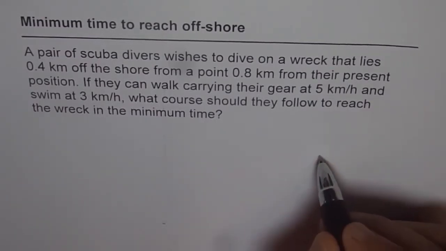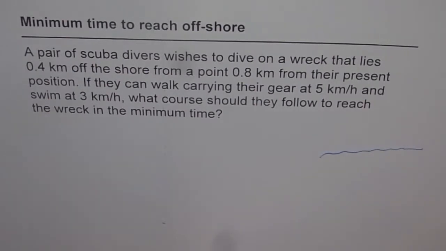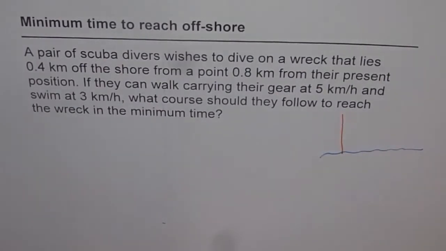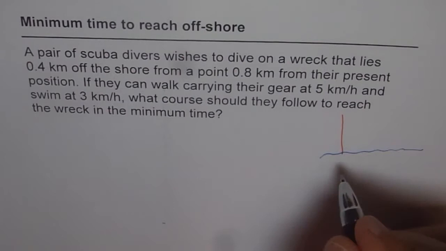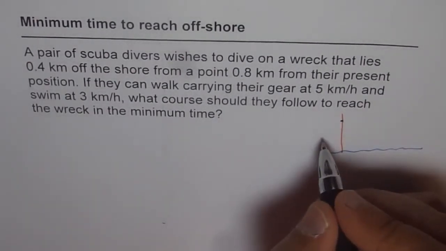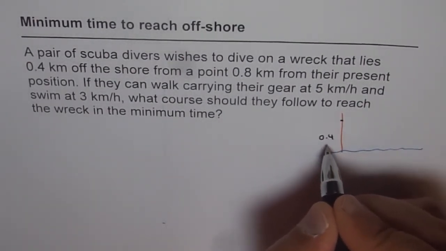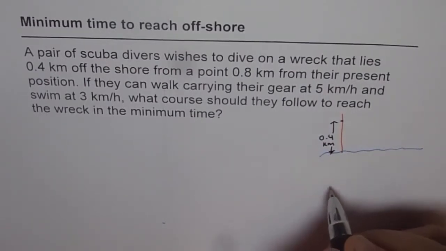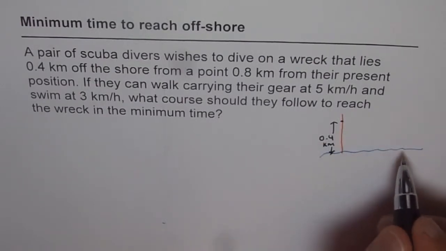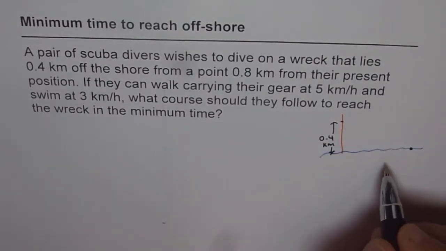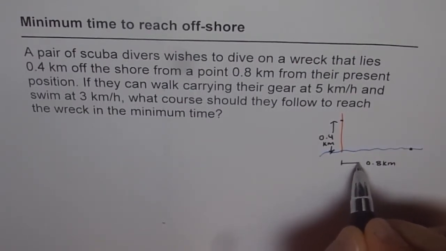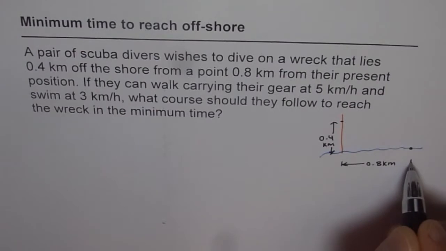So let's try to sketch this position like this. Let's say this is the shoreline and we have a wreck somewhere at this point. So let me just draw a line here, and this point happens to be 0.4 kilometers from the shore. So from here the distance is 0.4 kilometers. Now at present our scuba divers are somewhere at this point, which is 0.8 kilometers from that.